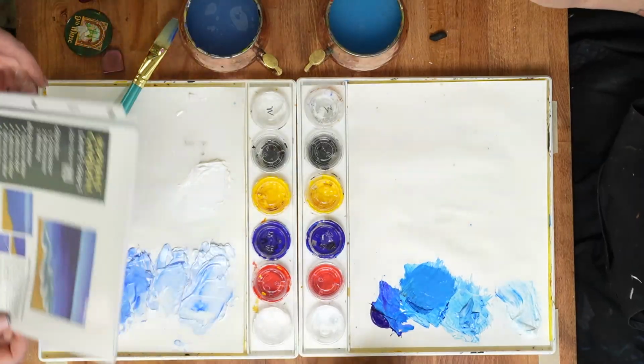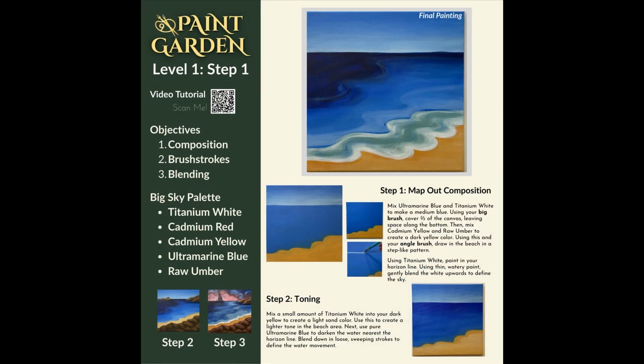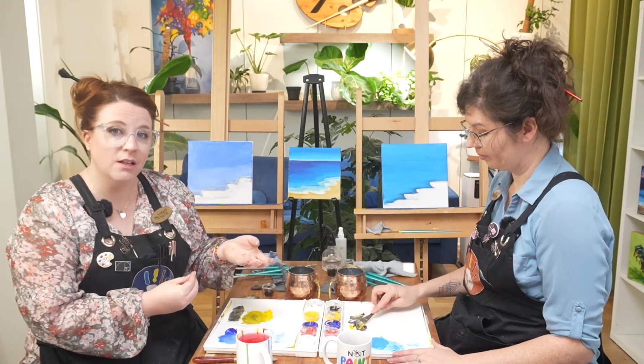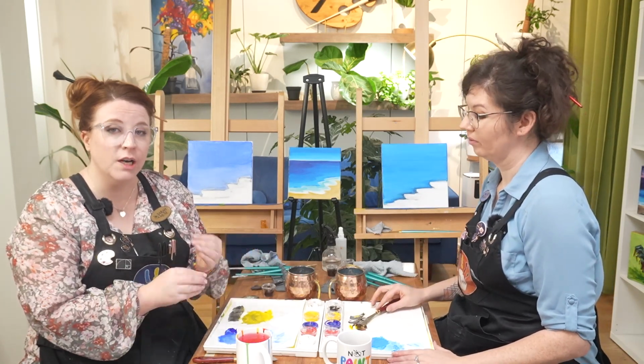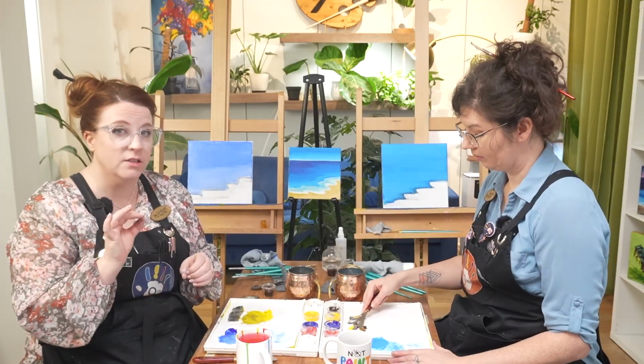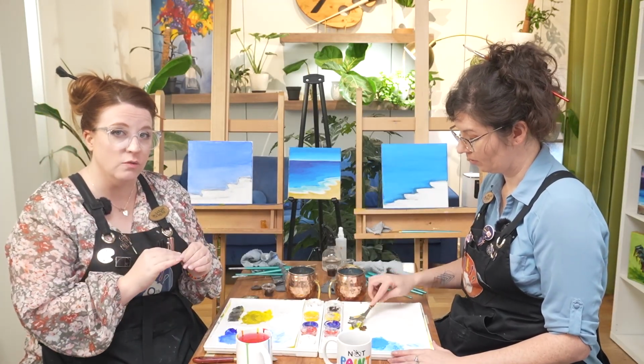And it says we're going to need an angle brush for this one, cadmium yellow and raw umber. We're going to mix those up to make a dark yellow color. I think we're going to add a little bit of white too. We use white to add some tones to it. Okay, lighten it. We're going to take a cadmium yellow and a raw umber and mix it together to make a beautiful sand color. You're going to need a white, just a little bit, to create that light tone.